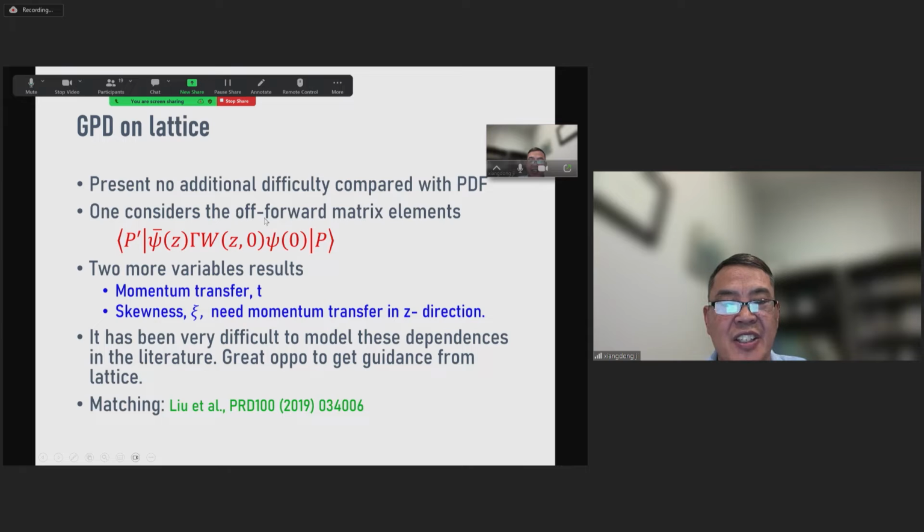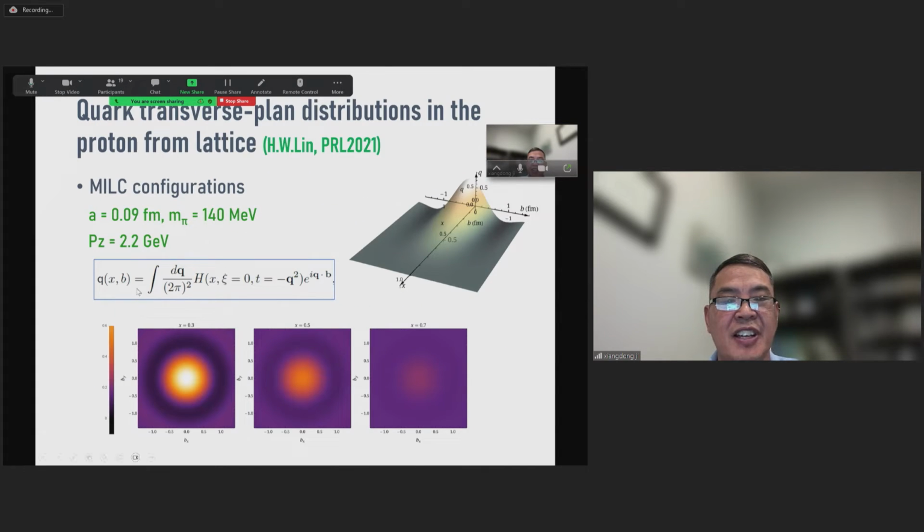Now, the lattice calculation presents no new difficulty because here you're looking at a transition matrix element of this operator, and therefore the initial and final states have different momentum. And so many people have proceeded to calculate this on the lattice. This is a paper published by Feynman Ling from MSU. And you can turn the lattice calculation into a picture for parton distribution in coordinate space.